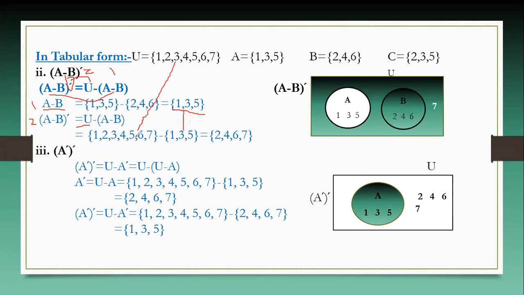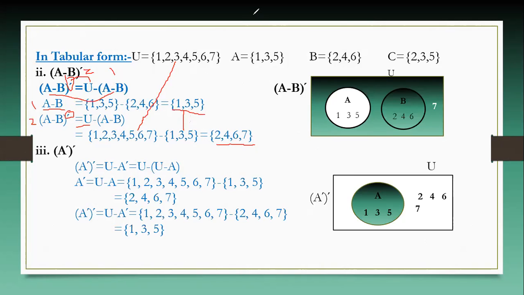Okay. When we subtract it from the universal set, I get the answer 2, 4, 6, 7. Is it clear? How many steps are there? 2 steps are there. Step number 1, A minus B. Solve A minus B. Then the dash is over there. That means U minus (A minus B). Then subtract it from the universal set.